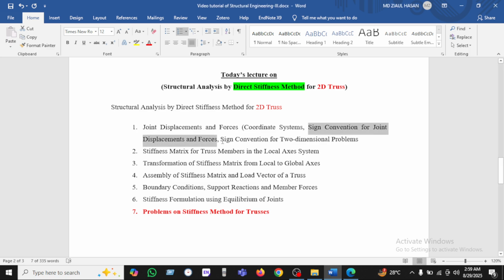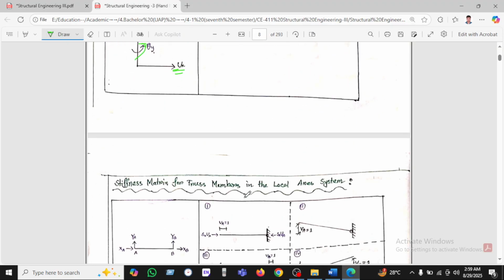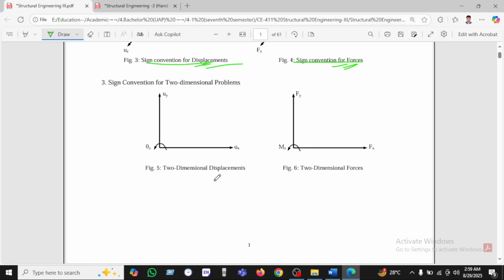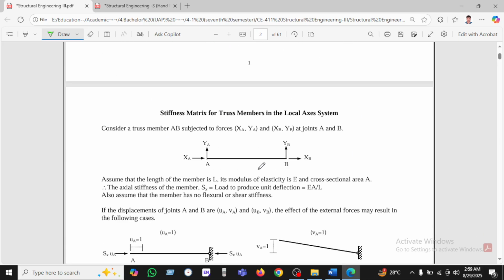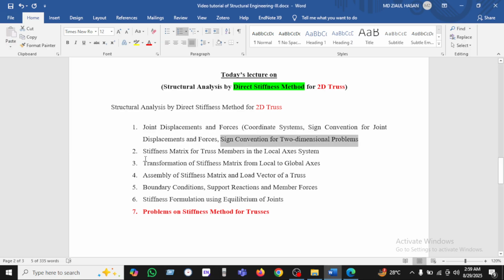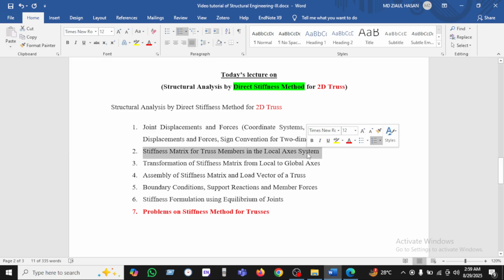Okay, now we can see the sign convention for the two-dimensional problem. For two-dimensional displacement, the x-axis is here and the y-axis is vertical. We are also taking the anti-clockwise as positive. For two-dimensional forces F, these are also anti-clockwise.